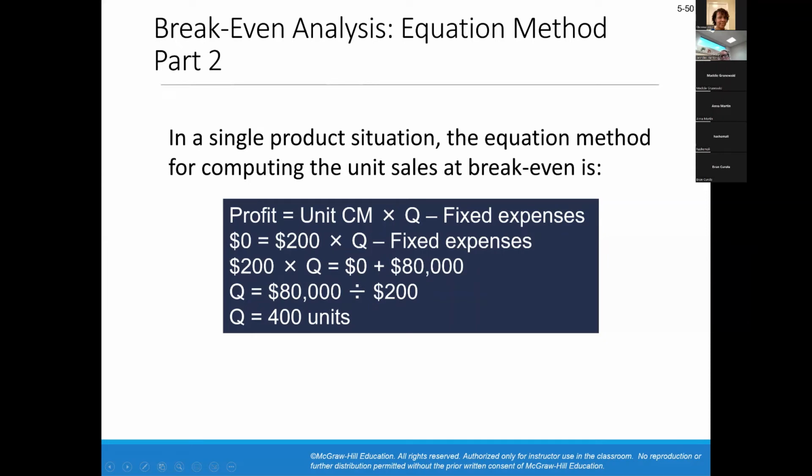So we know whatever we do here with this quantity, it's got to cover that 80,000. So we're going to divide by 200 to get the quantity by itself. So we have the 80,000 divided by 200, which is 400 units. And we had done that a little bit earlier, like one of the first slides.